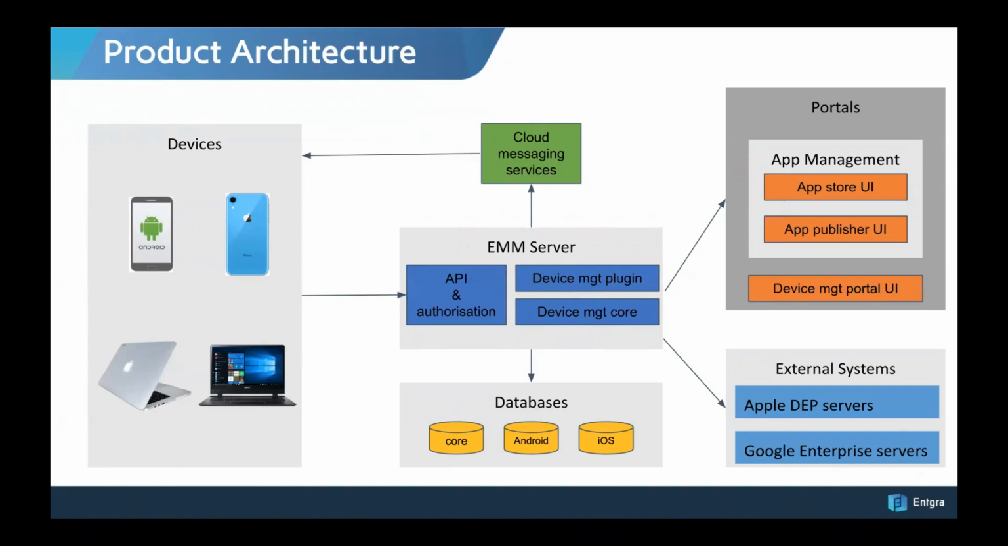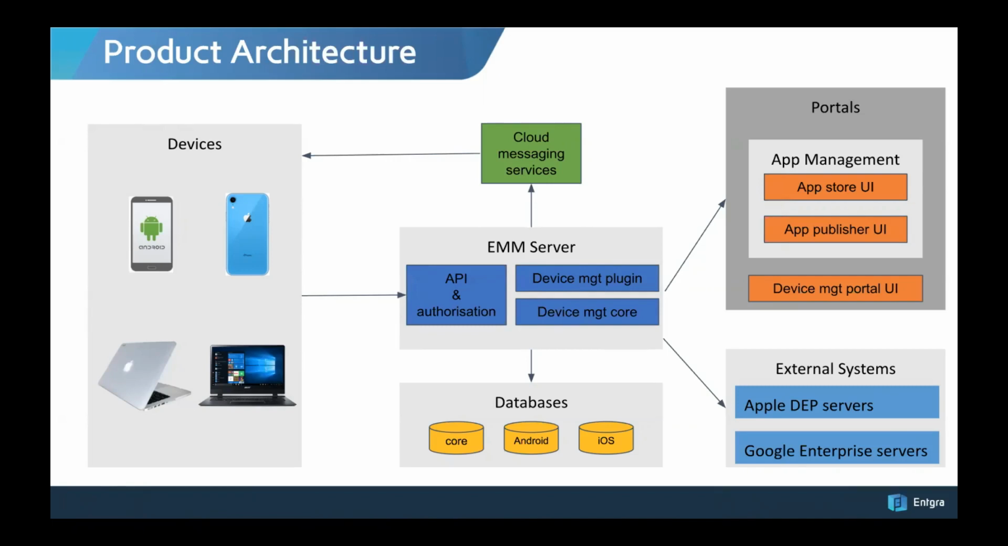Through these APIs our devices will be connected to our product, and there is something called the core of this product, which we call the device management core, and there are different plugins that get plugged into this core. So when we add a new device type such as one of these PC platforms, we develop one of these plugins which gets plugged into our framework. It makes it easier for us to plug in new device types.